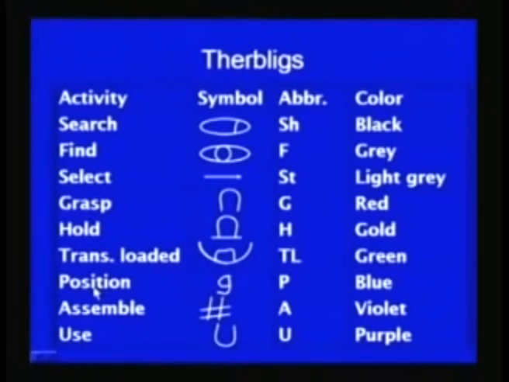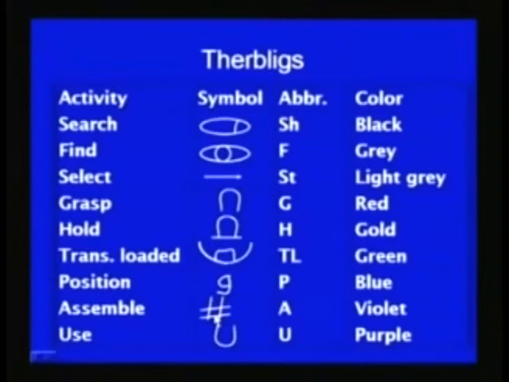Position: putting one particular component in the main assembly in the position where it is required is the position therblig. It is shown by this symbol, and the abbreviation is P, shown by the blue color.